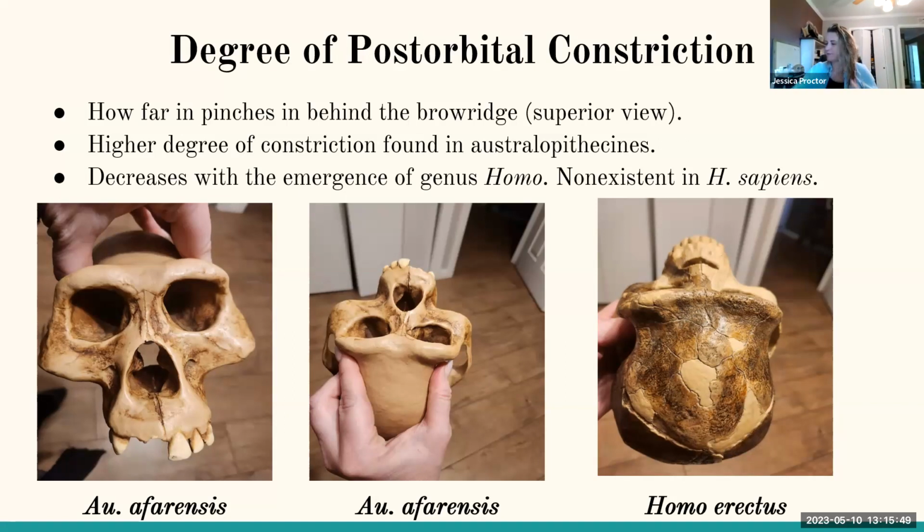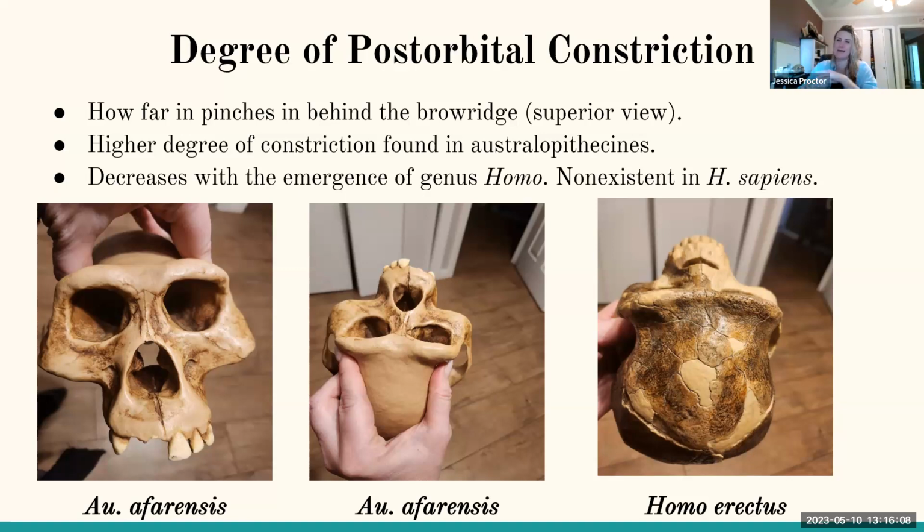And then by the time we get to mid-genus Homo, habilis time, about 1.8 million years ago, the cranial capacity has now expanded to about 800 to 1100 cc's. So we see that there is still some constriction behind the brow ridge, but it's not nearly as extreme as what we saw in the Australopithecines.